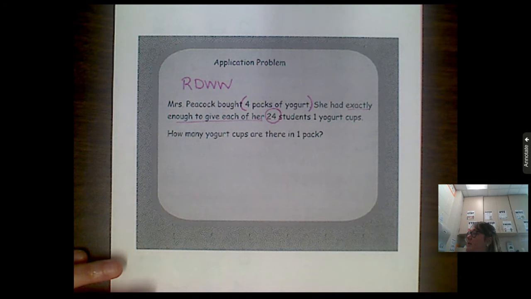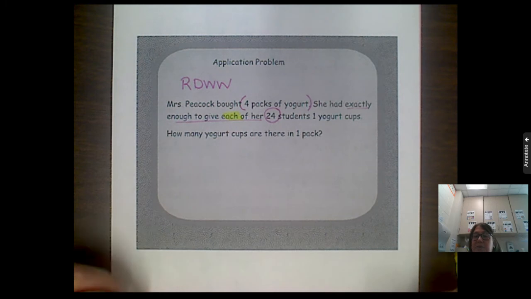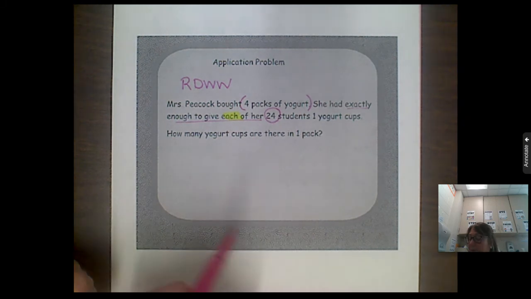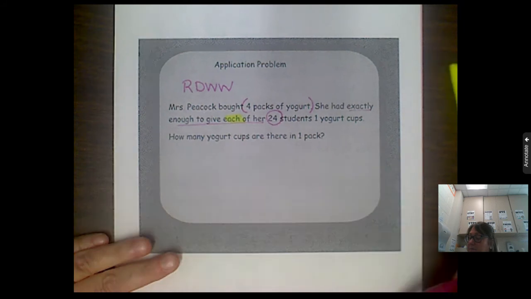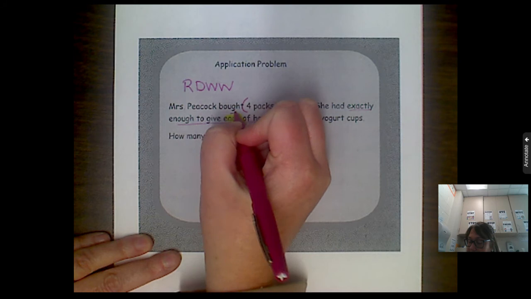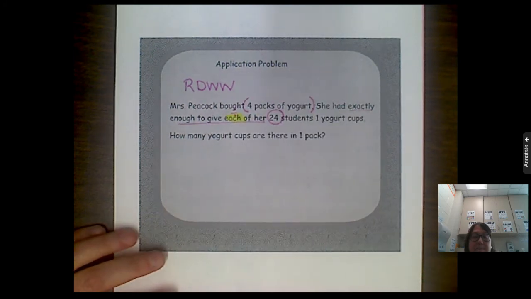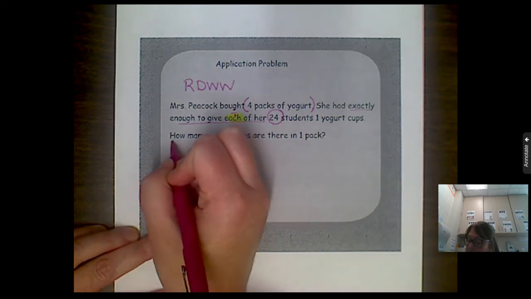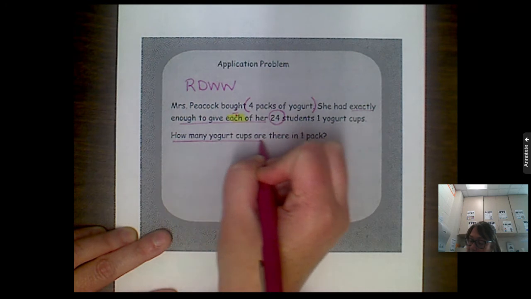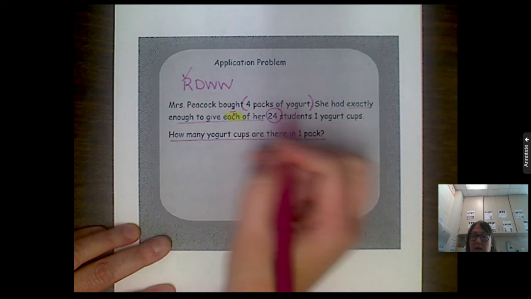She has exactly enough to give each of her 24 students. I see a clue word. Do you? The clue word is each, and each tells us that we're either going to multiply or divide, but if we know the total, that tells us that we're going to divide. Nice work. Good job, my math detectives. Then I need to underline the question or the task. How many yogurt cups are there in 1 pack? There's my read. I did a lot of good work in there.